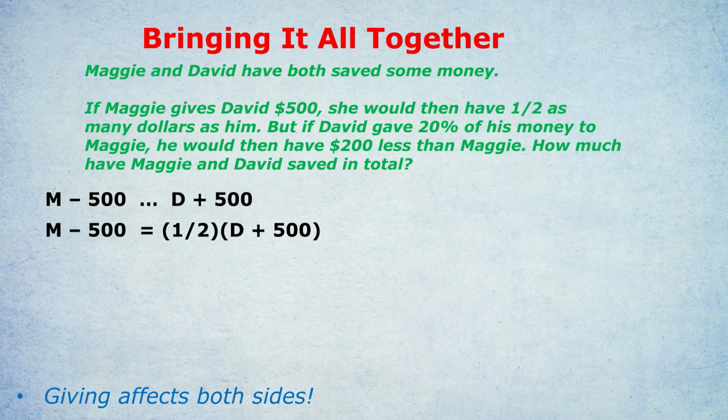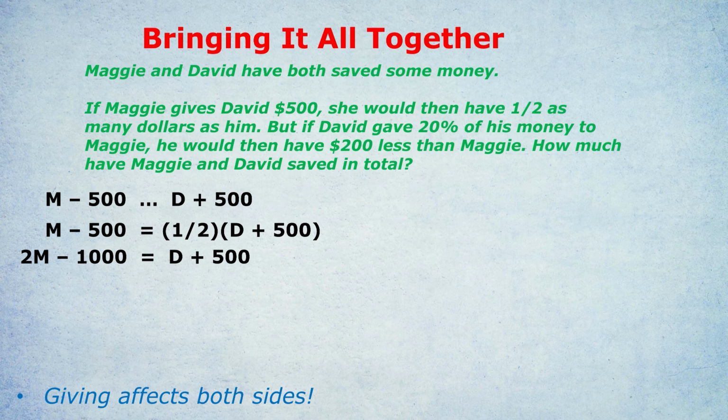Now many of you, because I know you very well, would times out that bracket and have a half D plus 250. No. Let's not have fractions. Let's quickly multiply both sides by 2 to eliminate those fractions and decimals immediately. Don't forget, we hate fractions and decimals. Timesing both sides by 2 we have 2m minus 1000 equals d plus 500.